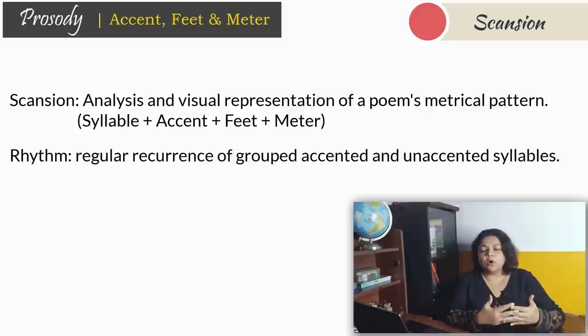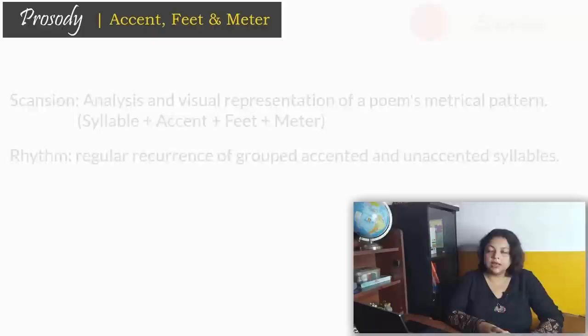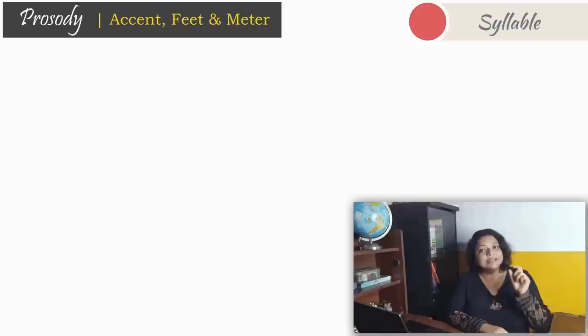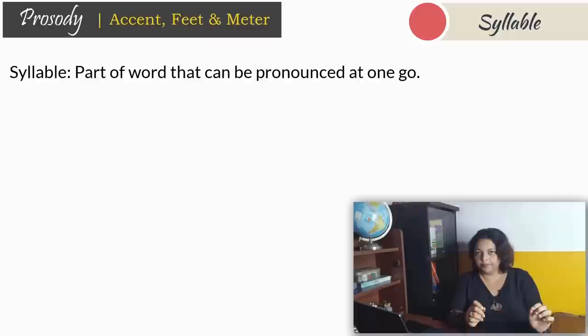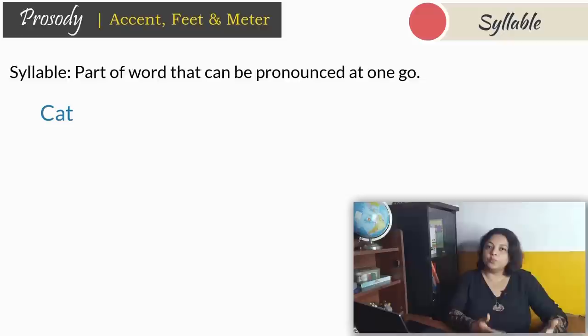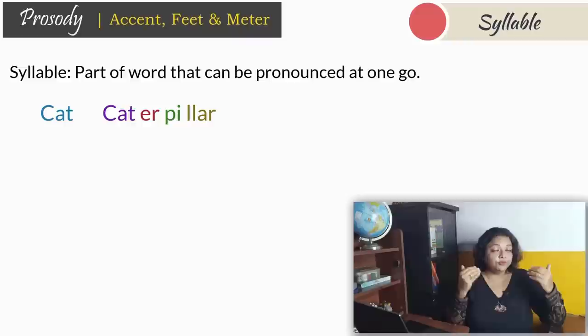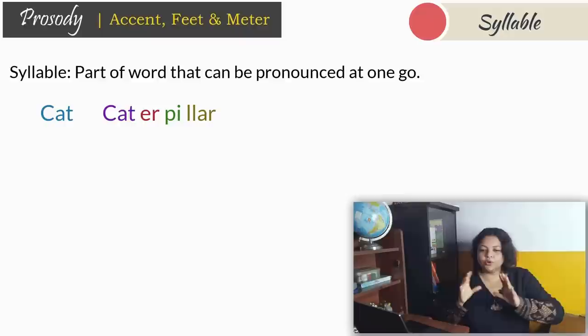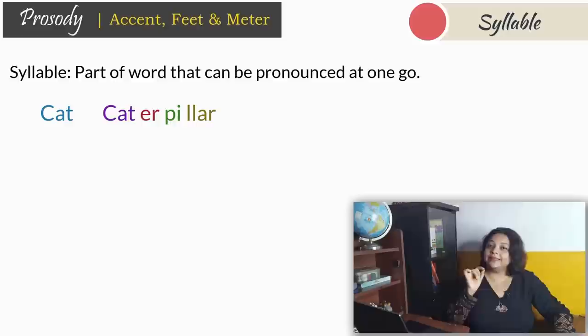Now, in order to understand this whole idea, first let me talk about the idea of syllables. What are syllables? Syllable means that part of a word which you can pronounce at one go. For example, when you pronounce the word cat, you do it at one go. This means that the word cat has only one syllable. But what if you say caterpillar? If you look at the word, or if you think about the word as you speak it out, how are you saying this? Caterpillar. So you are breaking that word into four separate parts, each of which you can speak out at one go. So while cat, which is a comparatively bigger animal, has one syllable, caterpillar has four syllables.